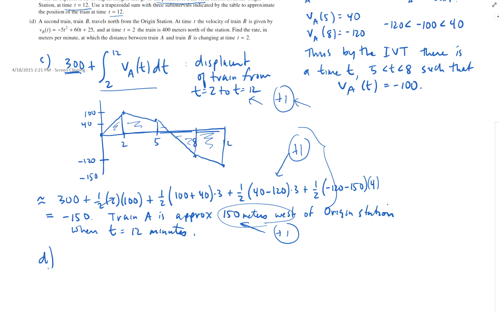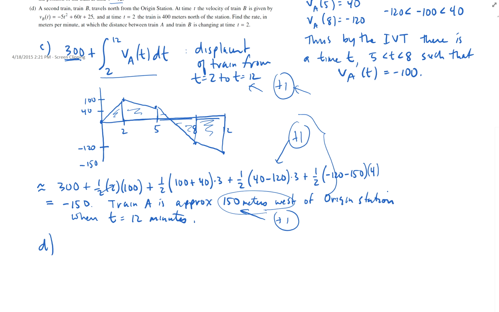D is kind of crazy, but then once you see it, you're going to go, that's okay, I can do that. A second train B travels north from the origin station at a time when the velocity is given by this. At a time t equal 2, the train is 400 meters north of the station. Find the rate in meters per minute at which the distance between them is changing at time t equal 2.